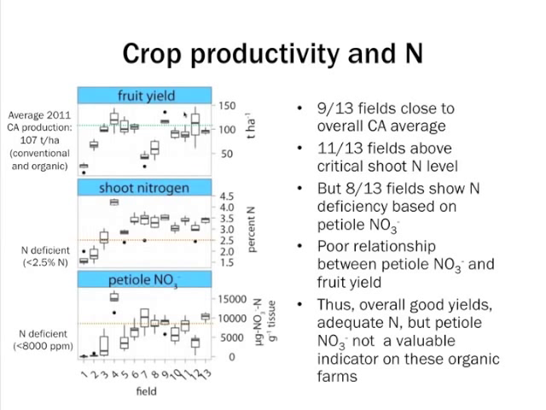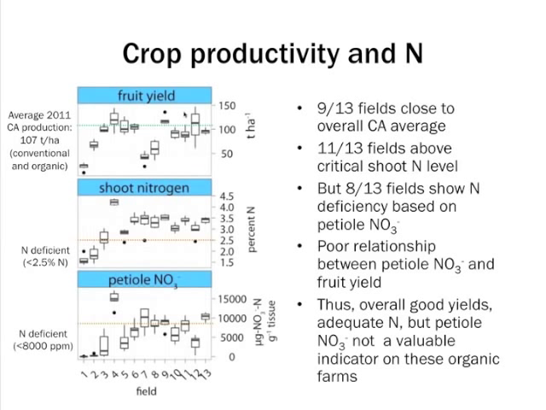In the next graph down, we're showing shoot nitrogen, and the orange line shows what would be considered nitrogen deficient based on published values, anything less than 2.5% nitrogen. And 11 out of the 13 fields are above this critical shoot nitrogen level.